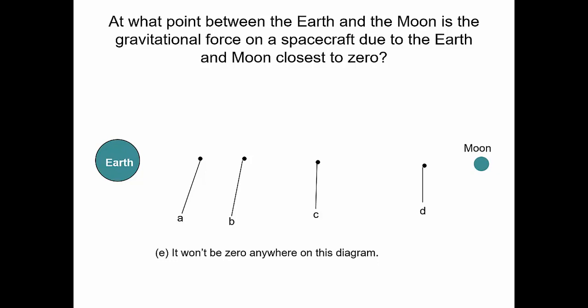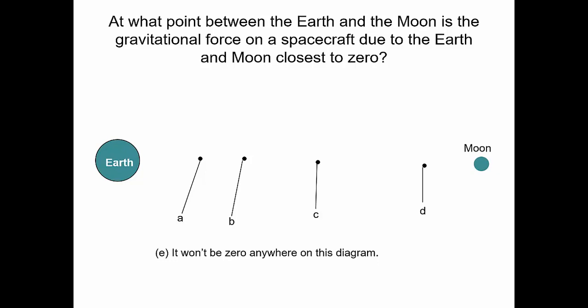Think about point A. That happens to be closer to the Earth, and the Earth already has a lot more mass than the Moon. In fact, the mass of the Earth is about 85 times the mass of the Moon, somewhere in that neighborhood. So if you're closer to the Earth, Earth wins, because gravity gets weaker with distance, and you're closest to the thing that has the most mass, so it's going to exert a much larger force.